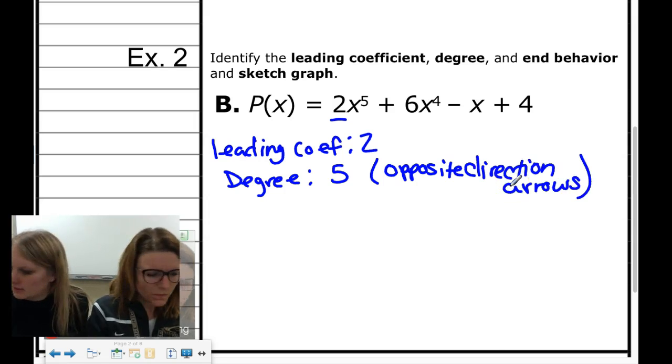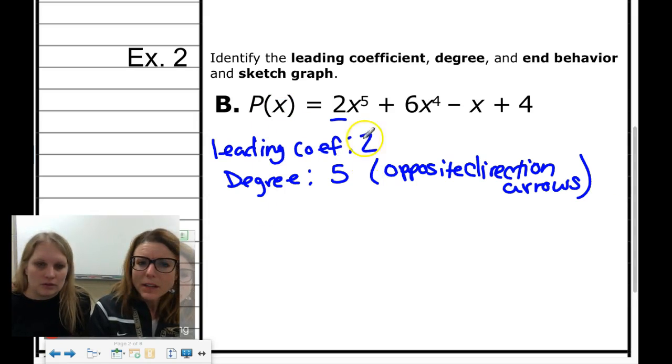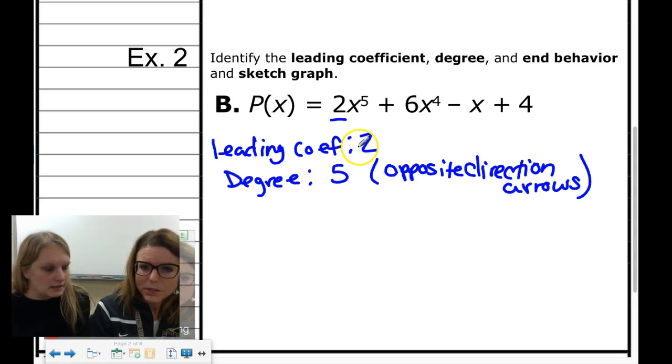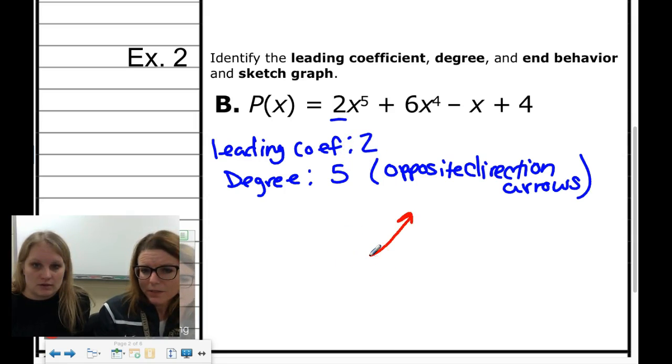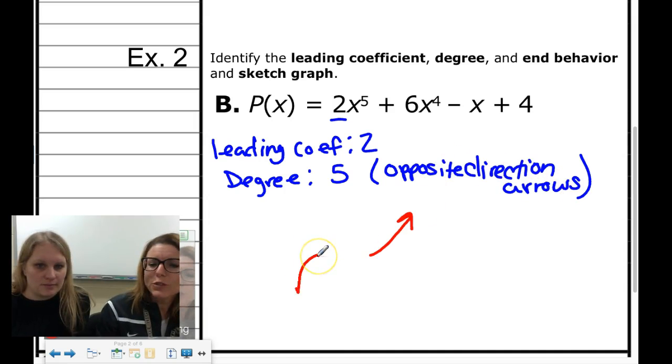And now 2 is positive, so you know you have to go up and to the right. This one is opposite, so you know you're going to go down and to the left. And that's all you have to show.